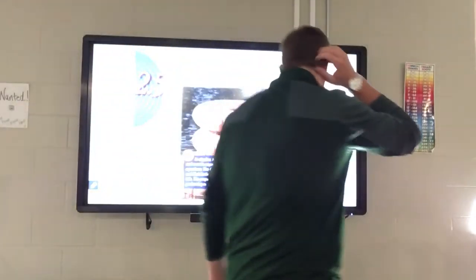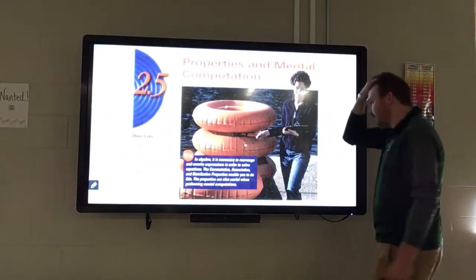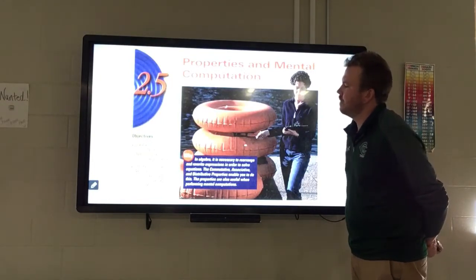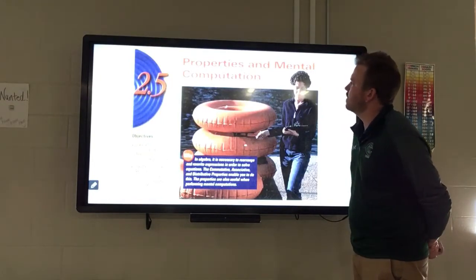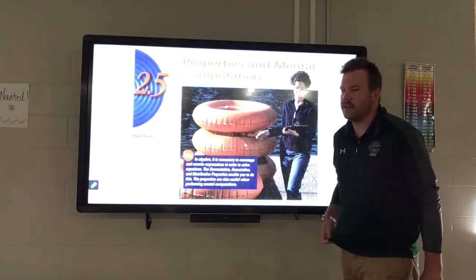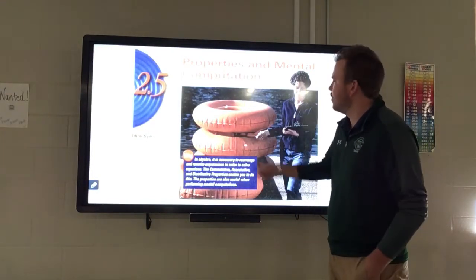Hello class, we are going to look at section 2.5 here. We're going to learn a couple of properties that we can use in algebra. We use them for a few reasons. One main reason is to perform some mental computations, so we don't always have to pull out our calculator for stuff that is simpler than we think.